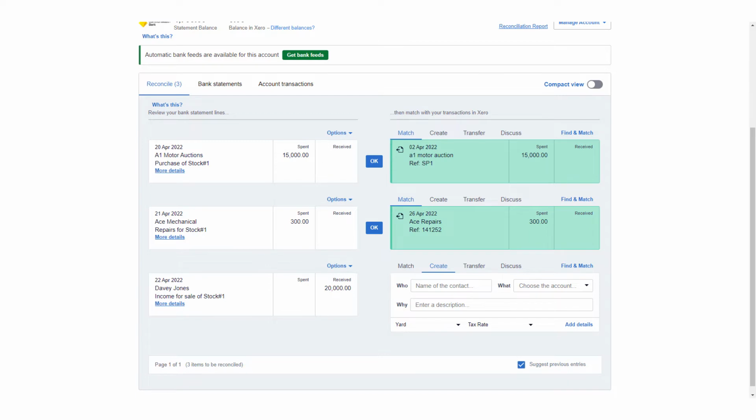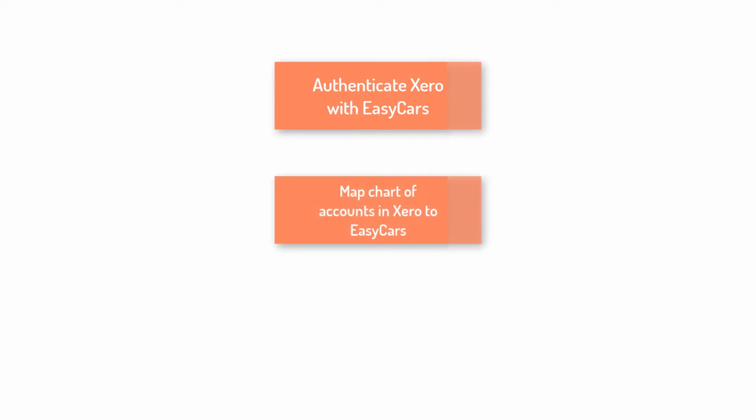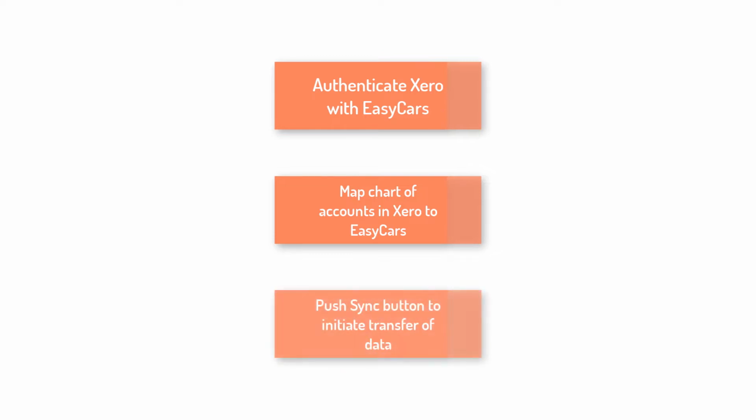Connecting your EasyCars to your Xero file can be done in 3 easy steps. Step 1. Authenticating your Xero organization with EasyCars. Step 2. Mapping the accounts that EasyCars will use when sending data to your Xero file. Step 3. Starting the synchronization process. You then synchronize EasyCars with Xero on a regular basis to keep Xero up to date.